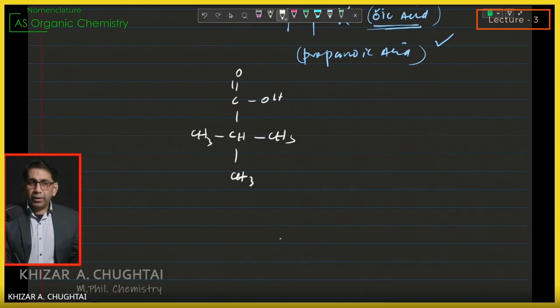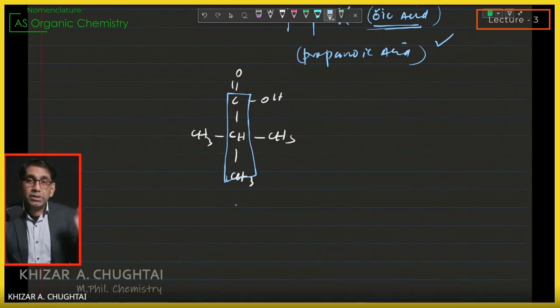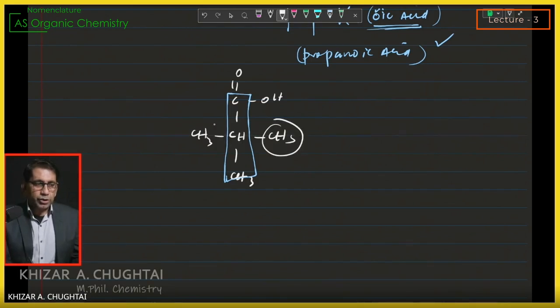So first of all, select the longest chain. The first priority is to select the longest chain. And here it is, the longest chain of maximum continuous carbon. These two are the branches. This one is a branch. This one is a branch. Now I'm going to mark numbering. From where to start numbering?